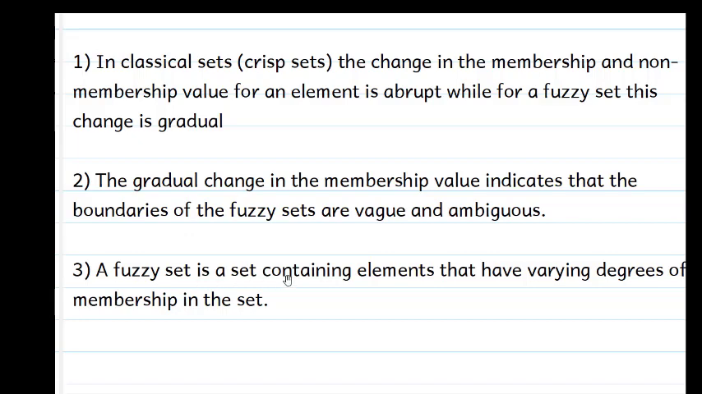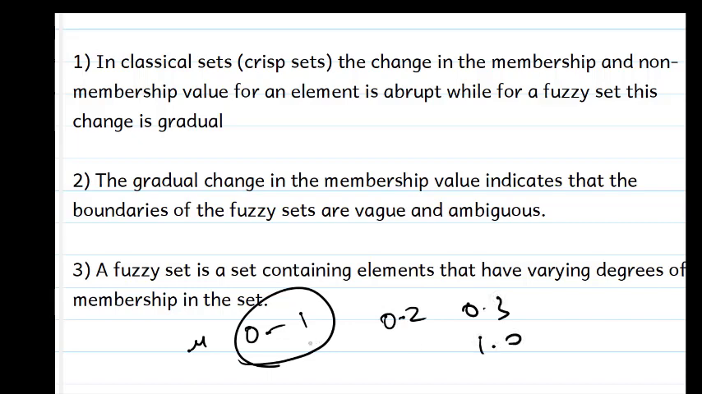A fuzzy set is a set containing elements that have varying degrees of membership in the set. In case of a fuzzy set, the membership value, that is mu, can have any value from 0 to 1, including 0 and 1. We can have 0.2, 0.3, up to 1.0. But in case of a crisp set, the membership value can be either 0 or 1, not anything between 0 and 1.